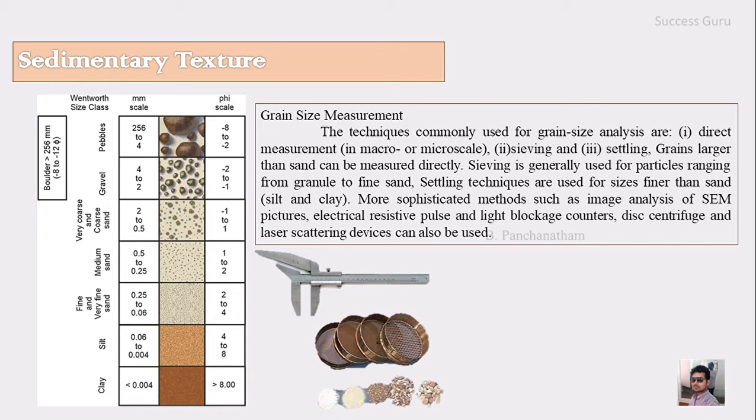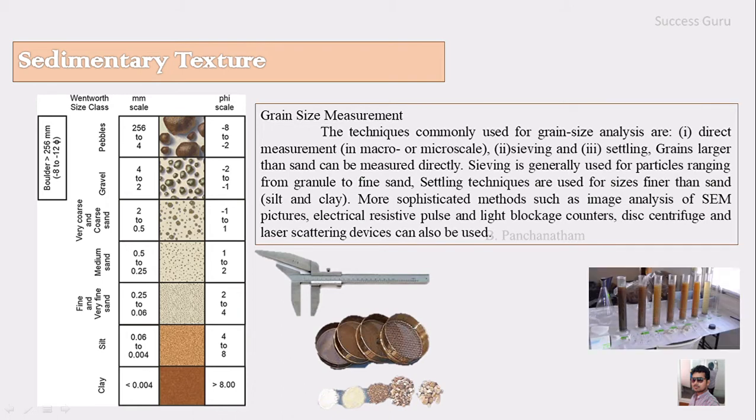If it is a bigger size, then you can use a vernier caliper, right? And if it is in the range of sand, then you can go for sieving. Here is the image of the sieve set, which consists of different ranges of sieve sizes. According to the size of the grain that has settled in that mesh, you can separate it out quite easily.